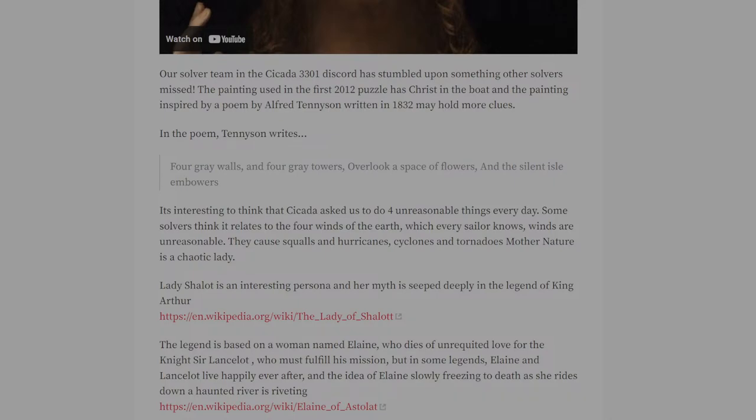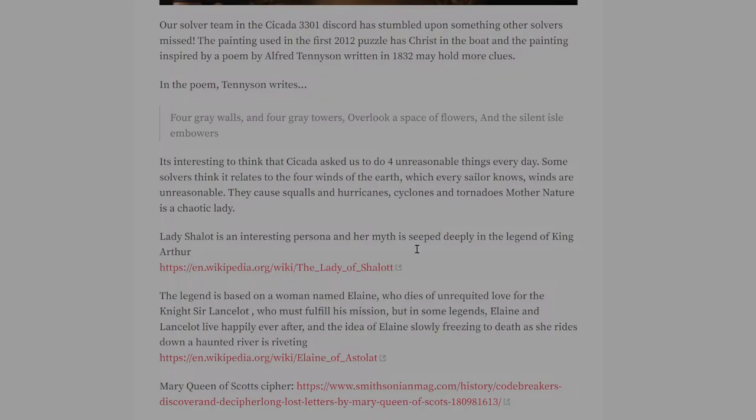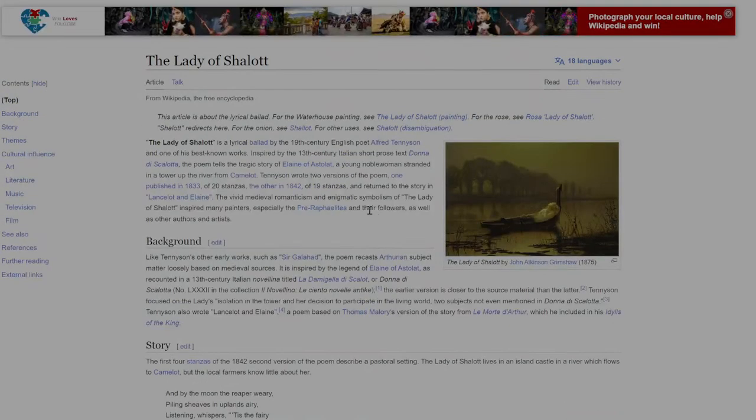Some solvers think it relates to the four winds of the earth, which every sailor knows. Winds are unreasonable. They cause squalls and hurricanes, cyclones and tornadoes. Mother Nature is chaotic. Lady Shalott is an interesting persona, and her myth is seeped deeply in the legend of King Arthur. So if you take a look at here, the Lady of Shalott.